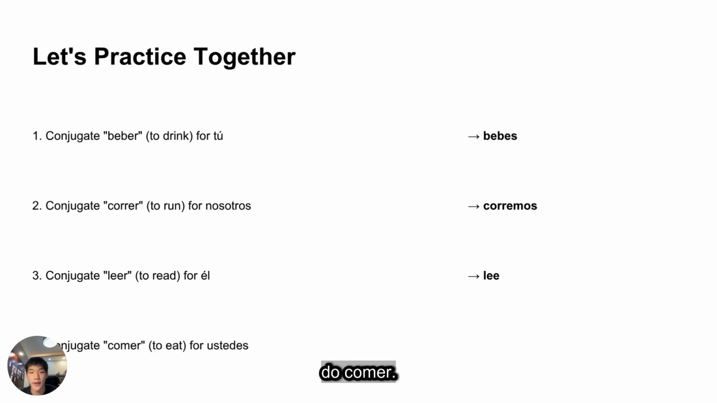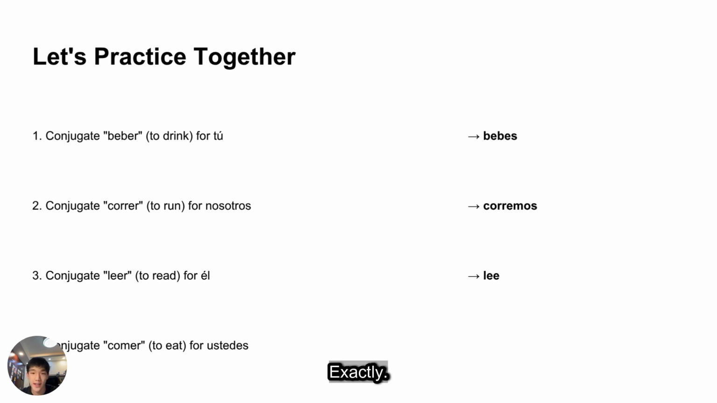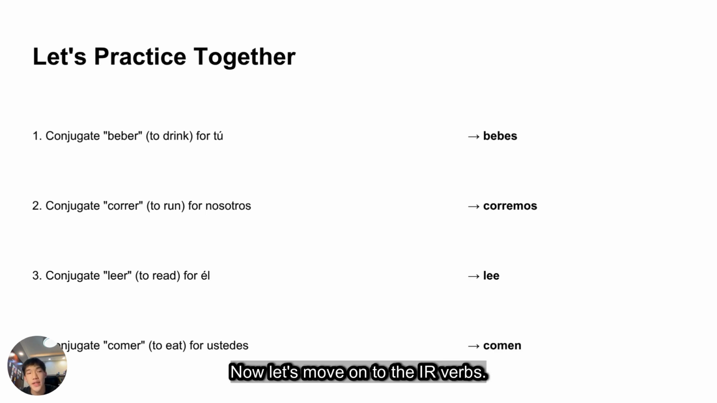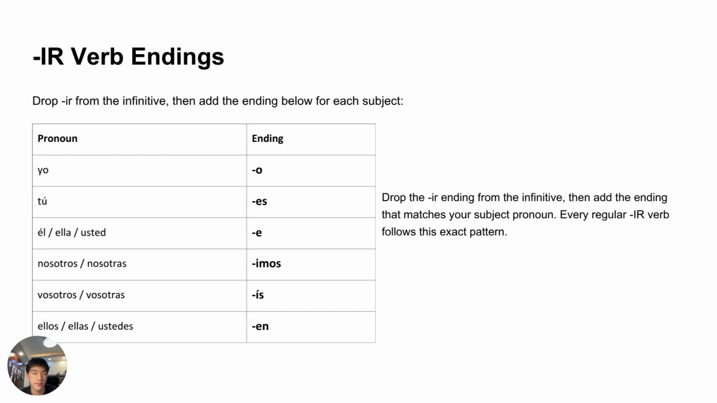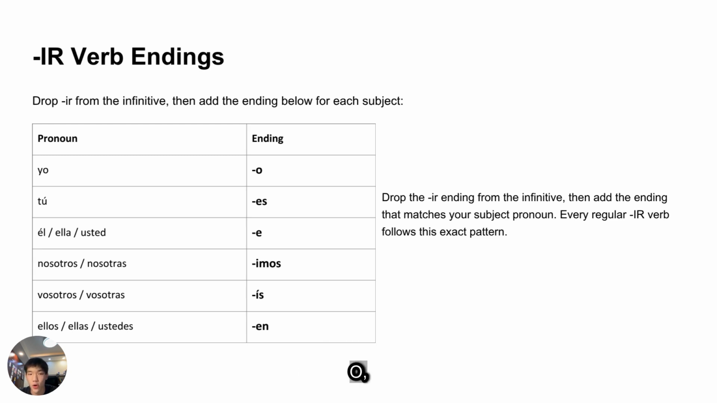Let's do comer. Comer is to eat, and remember ustedes? Exactly. It's the ellos form and it means you all. So then, let's look. Comen. Now let's move on to the IR verbs. So the exact same thing happens here. You drop IR from the infinitive and you find the stem and then you add the endings below. We have o, es, e, imos, ís, and en.